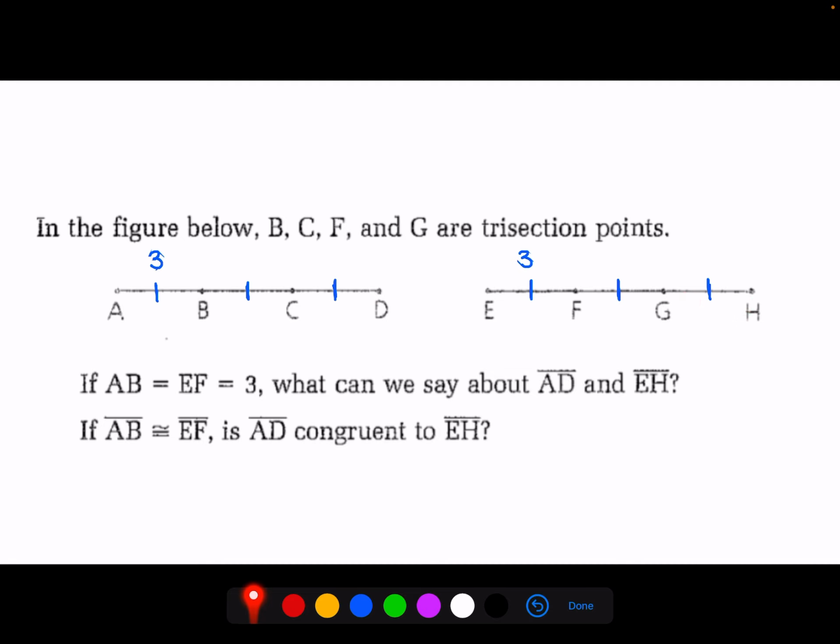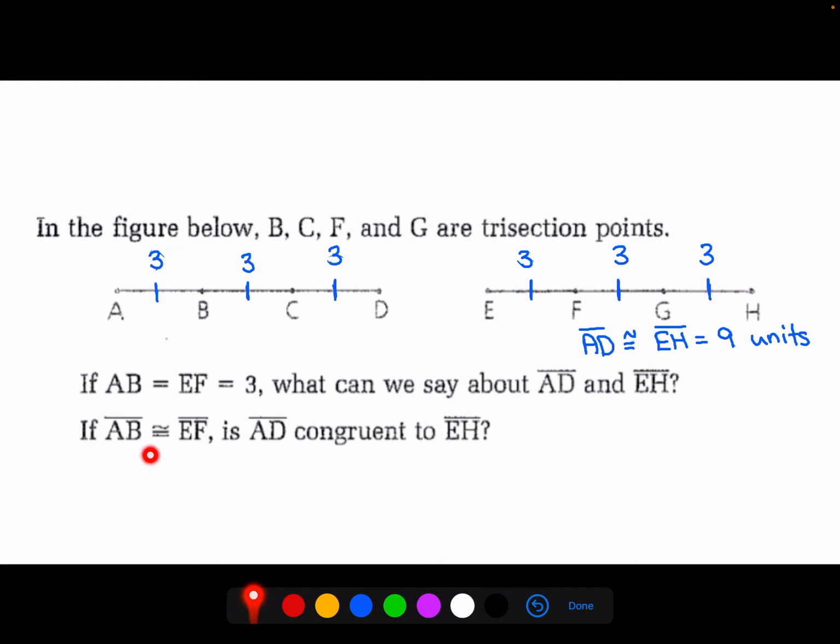Well, if AB is 3, then BC will be 3, and CD will be 3. Likewise, if EF is 3, FG will be 3, and GH will be 3. So therefore, we can say that AD will be congruent to EH, which is equal to 9 units. And again, I got 9 because I just added 3 plus 3 plus 3.